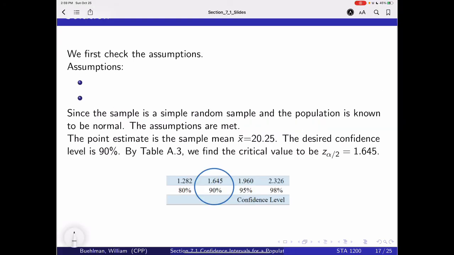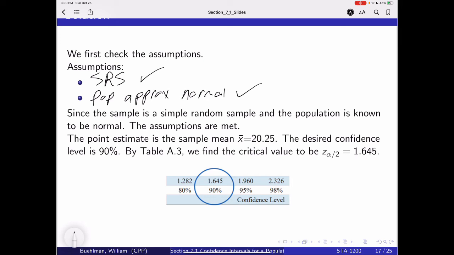So first, we check our assumptions. Simple random sample. It said it was from a simple random sample. Check. So is it greater than 30, or is the population approximately normal? It said that the population was approximately normal, so we're going to use that. Check. So our assumptions have been met, so now we may continue. Since the sample is from a simple random sample and the population is known to be normal, the assumptions are met as we just showed. The point estimate is the sample mean, which is 20.25.